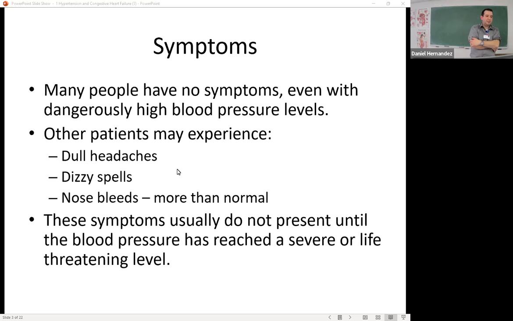So just remember, with hypertension, these symptoms usually don't present until the blood pressure has reached a severe or life-threatening level. People going around their everyday lives may not necessarily realize that they're hypertensive. And we're going to see in a second that hypertension has really devastating effects on your arterial system as well as other organs in the body, like your kidneys and your brain, makes you more susceptible to developing hemorrhagic stroke, as well as affecting the heart and its valves.